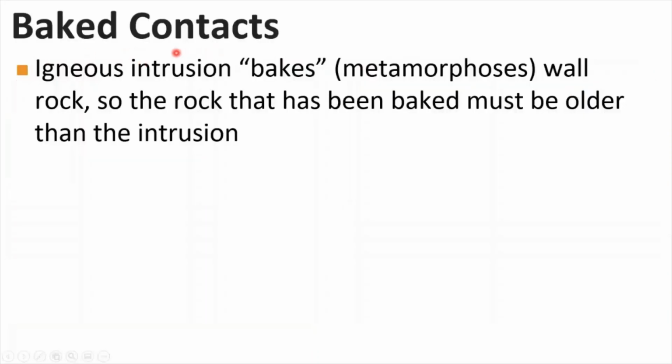The next principle is the principle of baked contacts. This is where you have an igneous intrusion that bakes or metamorphoses wall rock, so the rock that has been baked must be older than the intrusion. Now, can you metamorphose a rock layer that doesn't exist already? No. By definition, metamorphic rocks come from pre-existing rocks. So you cannot metamorphose a rock that didn't already exist.